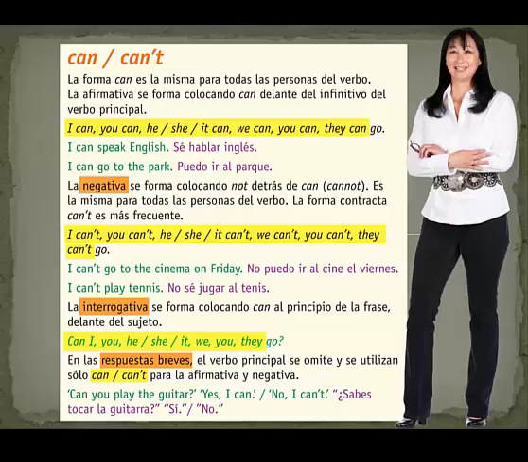Don't forget you use can for affirmative and can't for the negative, and all the persons in both cases are exactly the same. So you don't have to change for the third person singular as was the usual thing with other verbs like the ones we have studied before.